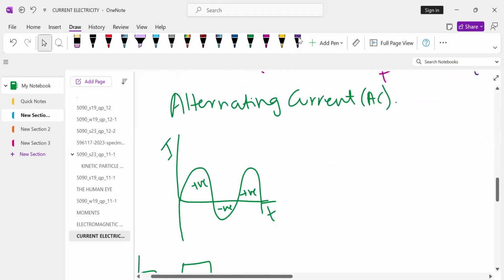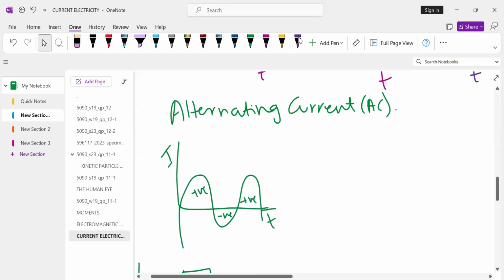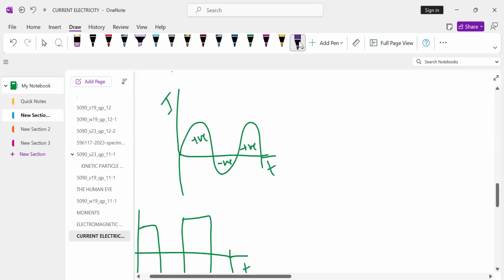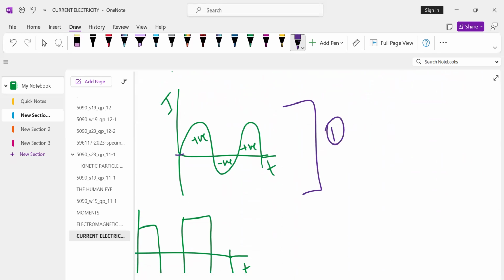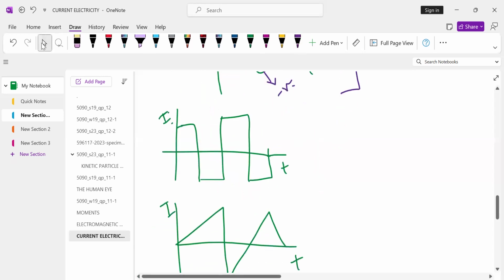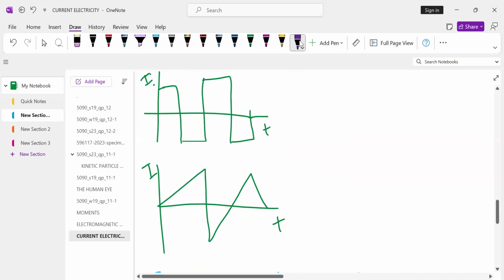Then we have graphs for alternating current too. We have three graphs to represent alternating current. The first one is shown on the screen. The upper side of the current is positive, and the lower side is negative. Current is also on the y-axis and time is on the x-axis. Then here are two more graphs to represent AC, which is alternating current. The first one is positive, negative, positive, negative. Same, positive, negative, positive. So these were the graphs to represent current.